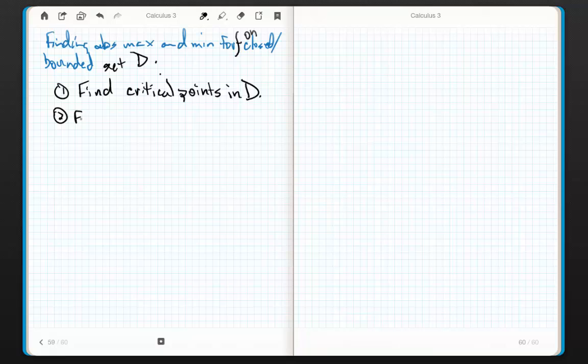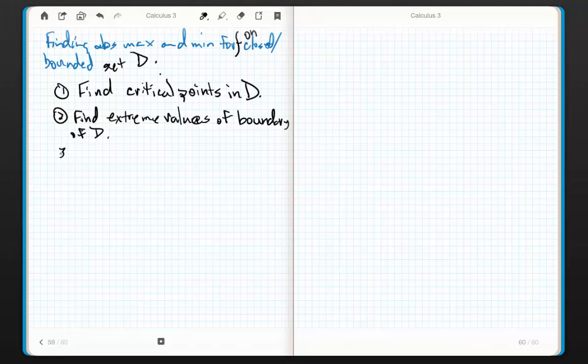Now here's the hard part, and we'll go over this in class. Find the extreme values of the boundary of D. So we have to deal with that boundary edge, and that can get really, really tricky. In some cases it's not feasible. You would have to have a calculator figure it out.